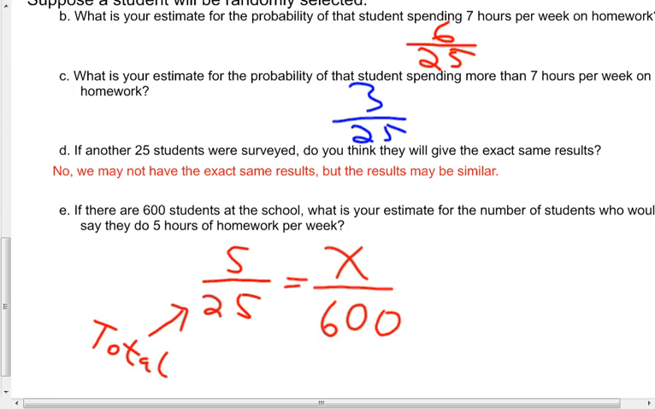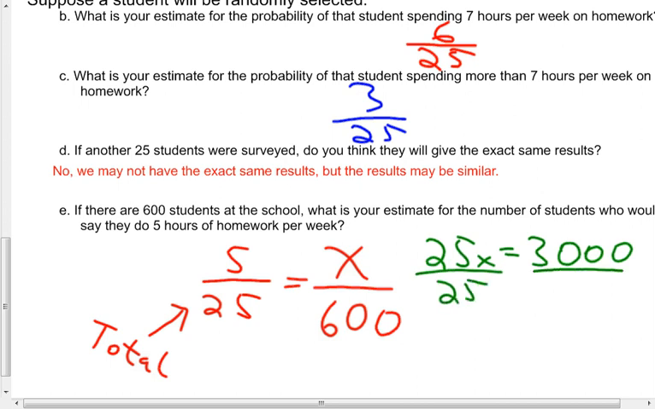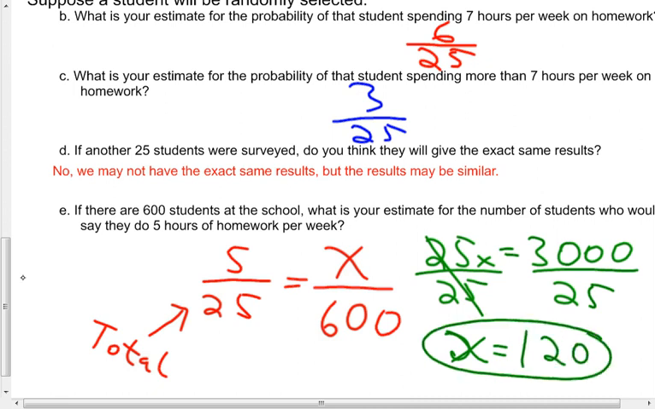Well, again, the students from earlier this year should feel comfortable setting up or solving a proportion rather. So once we have that proportion, we can cross multiply and they have 25x equals 5 times 600 gives us 3,000. We'll divide by 25, divide by 25. These guys cancel out, so we're left with x. X equals 3,000 divided by 25 gives us 120. So we would estimate that there are about 120 students in that school who spend 5 hours of homework per week. Okay?